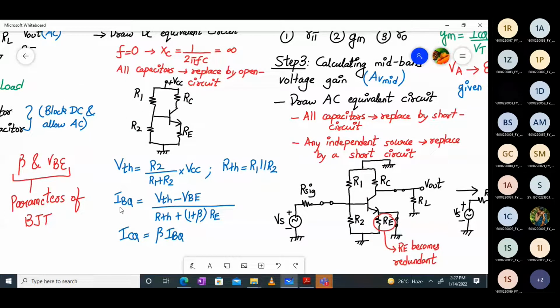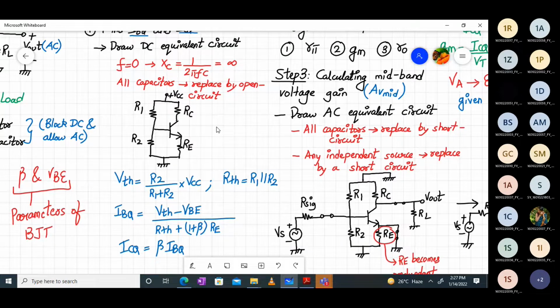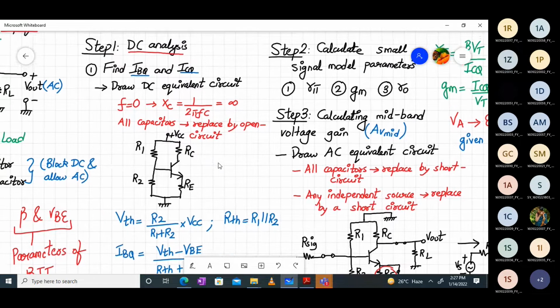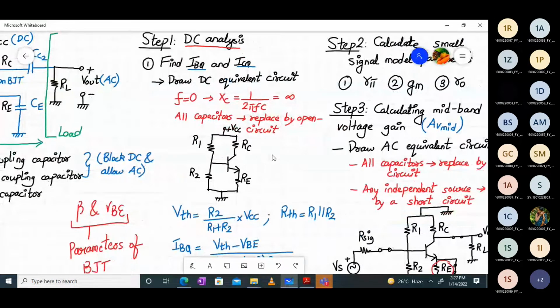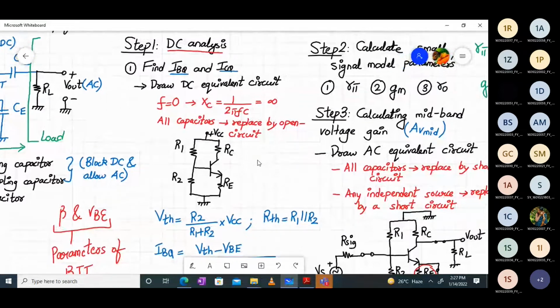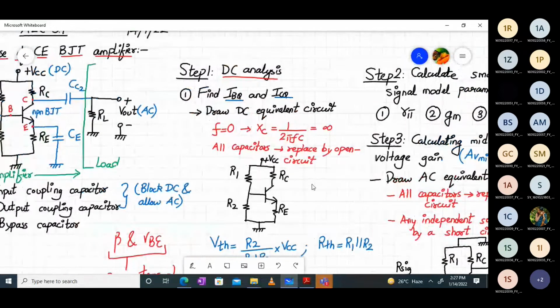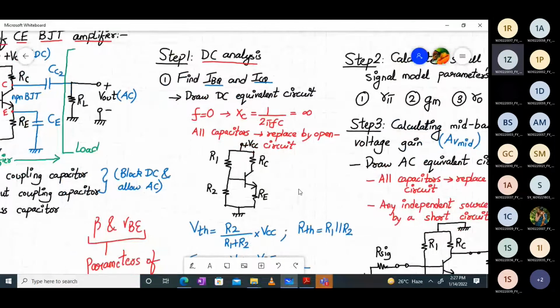So you have calculated IBQ and ICQ from the DC analysis. That is required. I will explain why it is required. So step one is clear to you, DC analysis. The expectation is to find out the value of ICQ and IBQ. Is this step clear to you? Step number one.